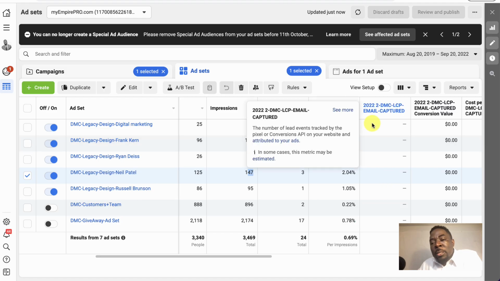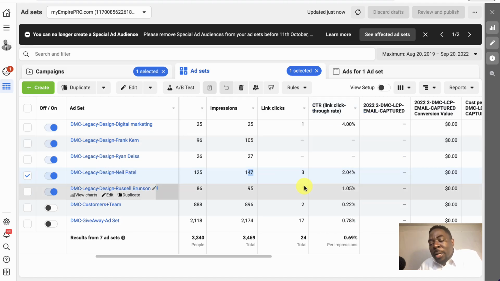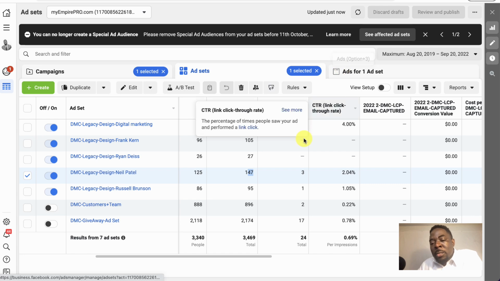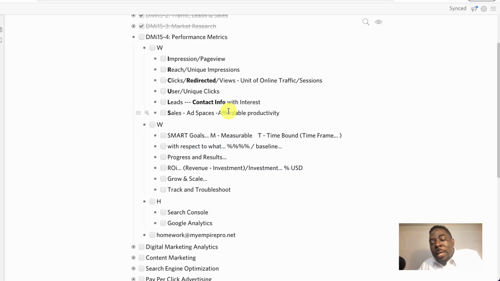I can say, okay, the clicks are not turning to leads. Maybe there's a missing target somewhere. Maybe the audience is not interested. Who knows, right? Bottom line is that I can measure, I can track, and I can improve on what's going on in my business just because I can see these numbers.